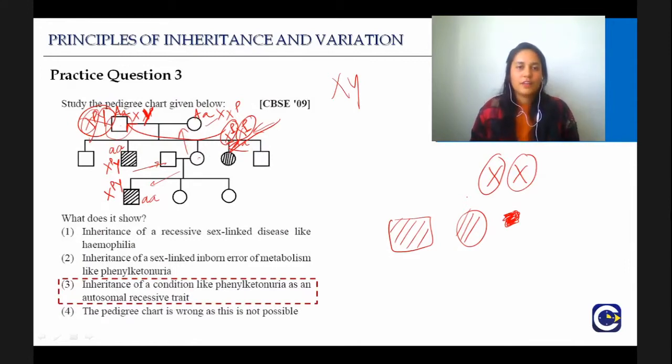Okay, Kavya, I'm waiting for you and also for others. I see a lot of thumbs ups that a lot of you have understood why this is an autosomal recessive trait and not a sex-linked recessive trait. This one female solved all your doubts. Okay, then I will proceed. If there are questions, just let me know. We'll come back to this one.